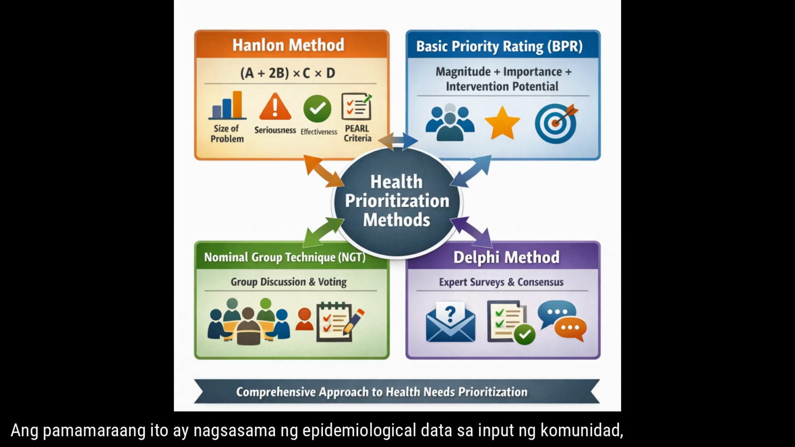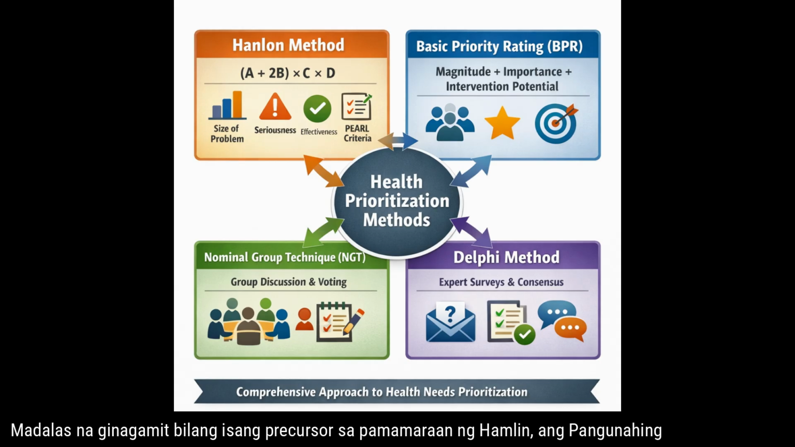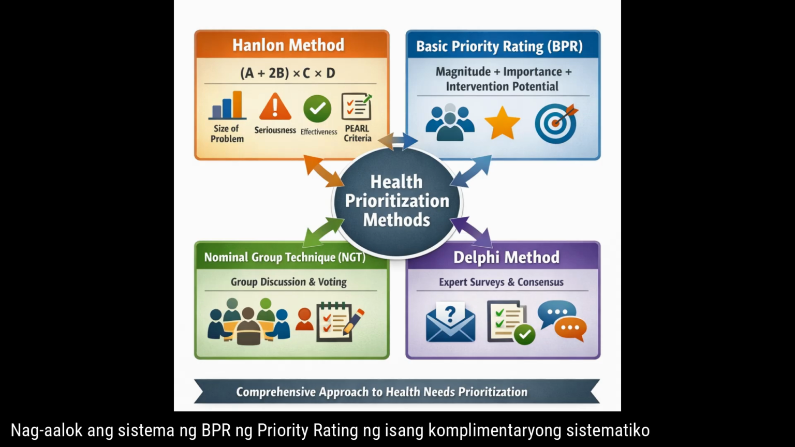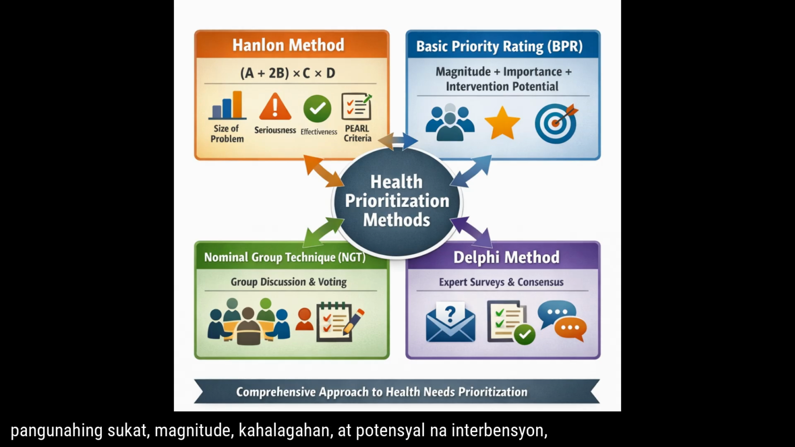This method integrates epidemiological data with community input, making it particularly well-suited for complex issues such as social isolation in older adults. Often employed as a precursor to the Hanlon method, the Basic Priority Rating (BPR) system offers a complementary systematic scoring approach that evaluates health problems across three core dimensions: magnitude, importance, and intervention potential, thereby enabling side-by-side comparison of multiple health issues before deeper quantitative analysis is applied.